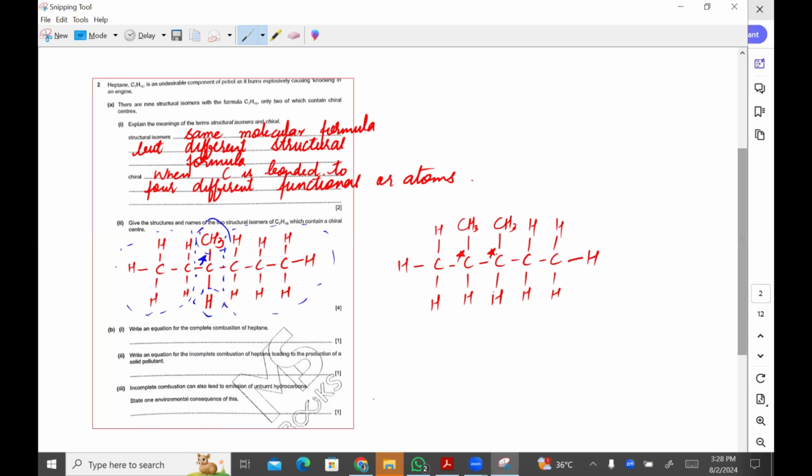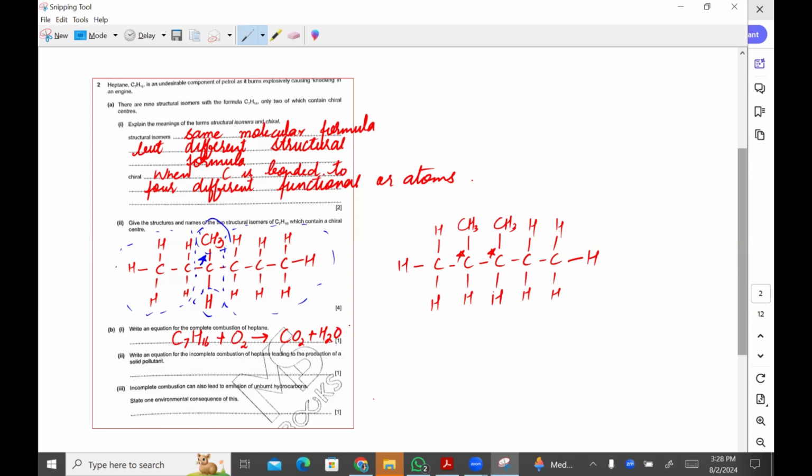So this question is done. Write an equation for the complete combustion of heptane. How are we going to write the equation for heptane? So simply, C7H16 plus 11O2 equals 7CO2 plus 8H2O. First of all, Sultan, the best practice to write down this equation is, first of all, we have to write this combustion reaction.